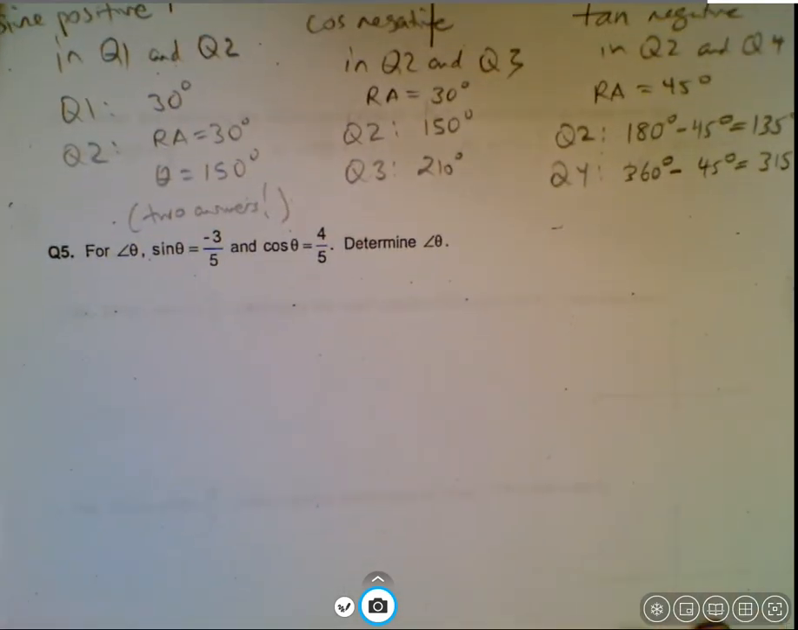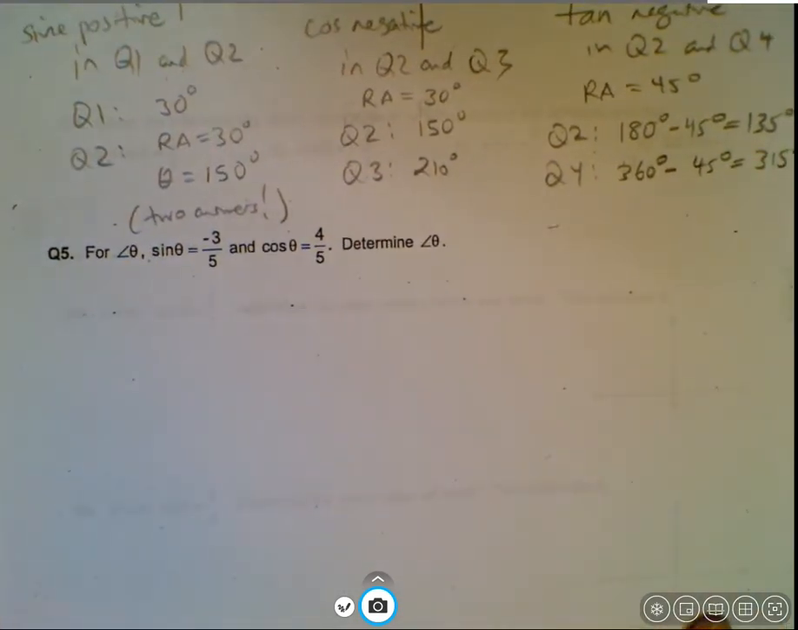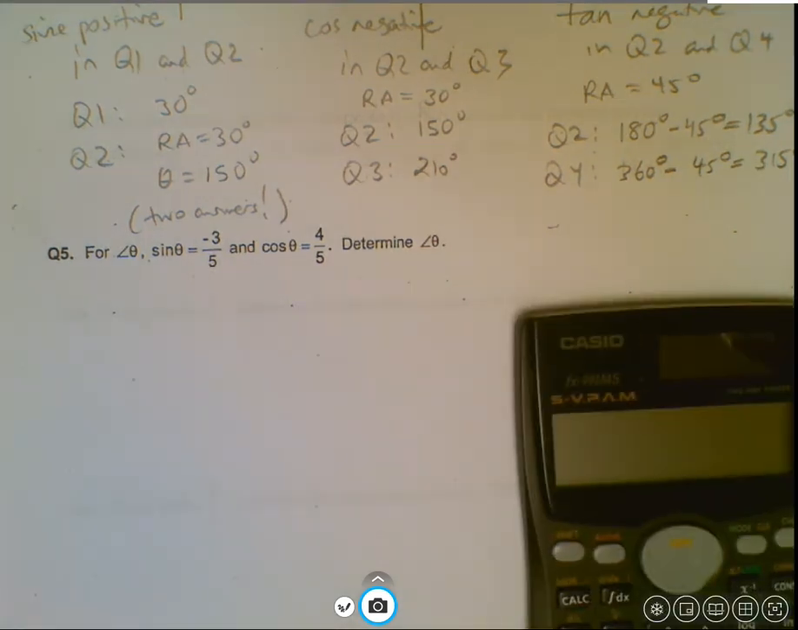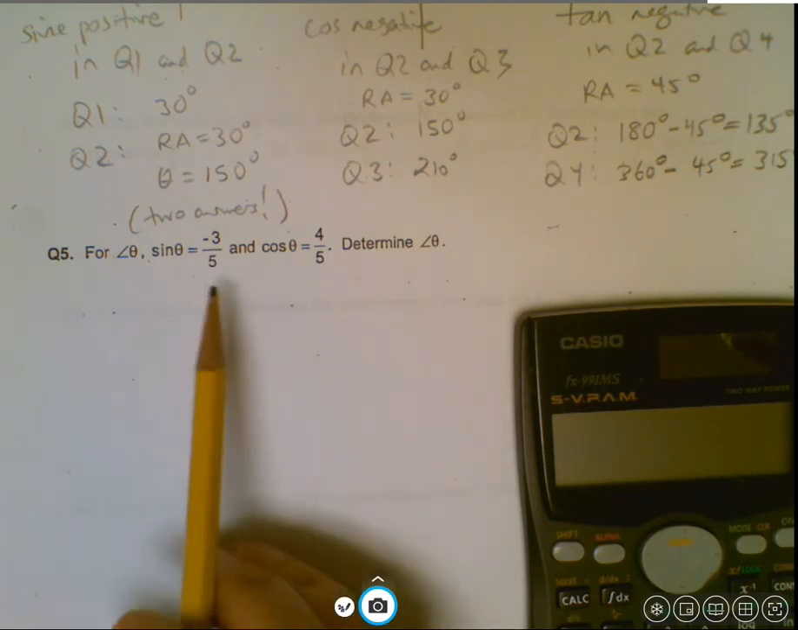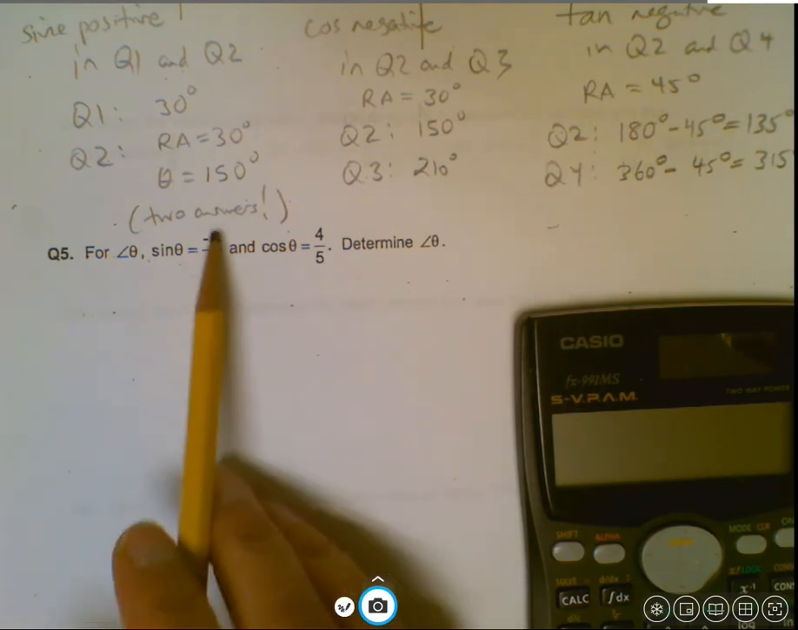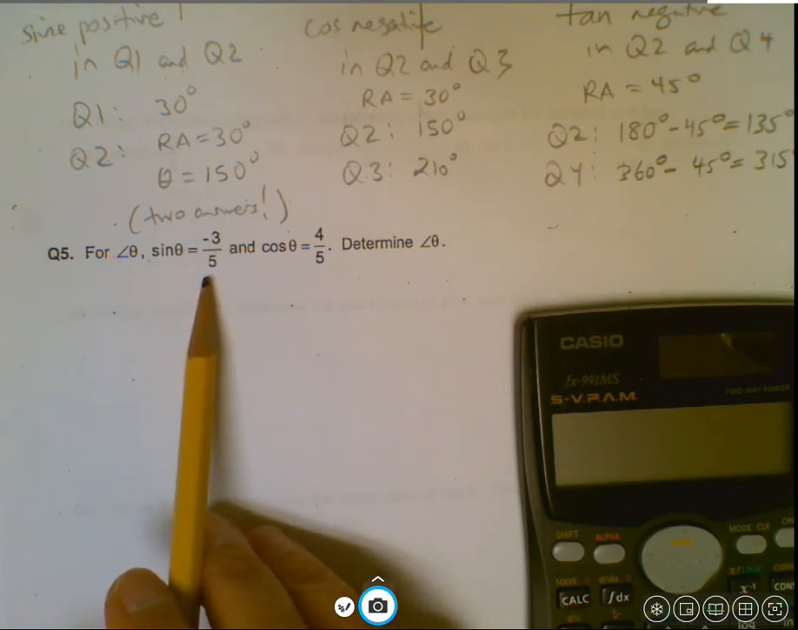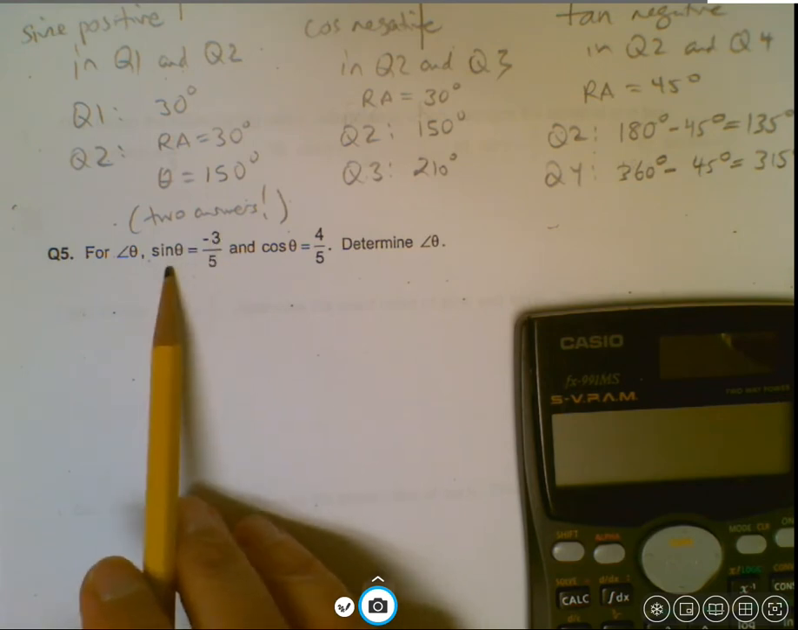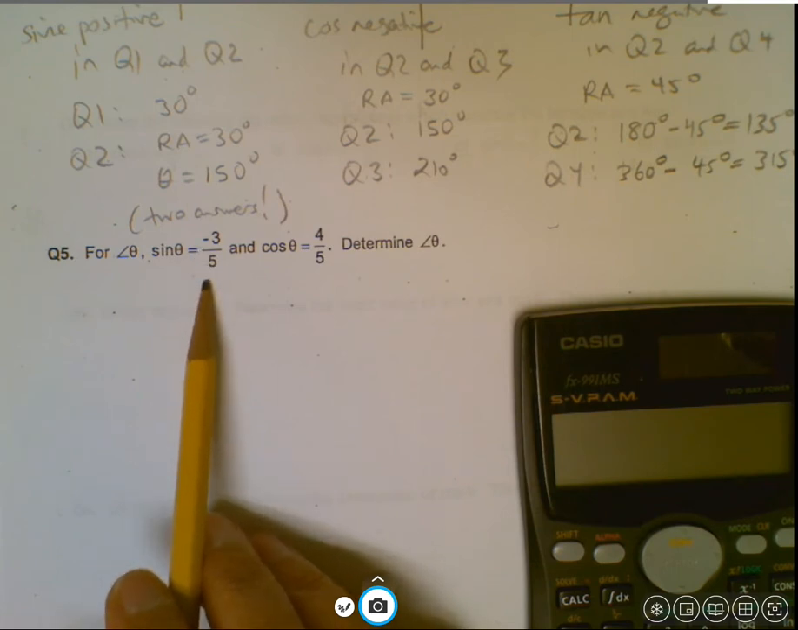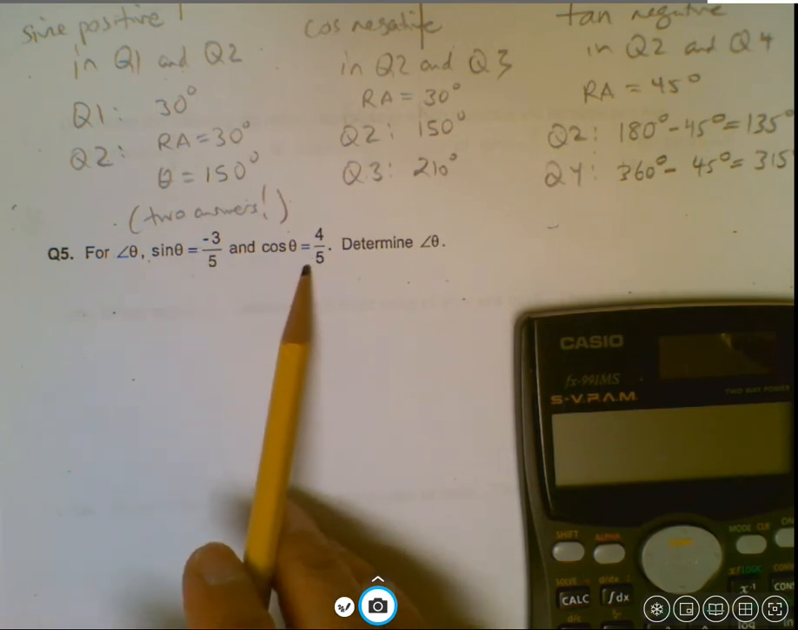All right, let's do this last one here. For angle theta, sine theta is negative 3/5 and cos theta is positive 4/5. Determine angle theta. So little bit of a lie, we do need a calculator for this one. Okay, but how do we do, if I want to figure out what theta is given this information, I should have 2 answers because sine is going to be negative in 2 places. And this one is going to give me 2 answers because cosine's positive in 2 places.